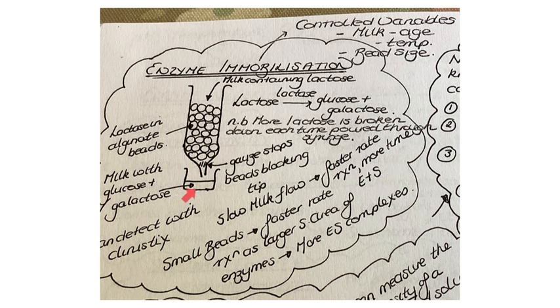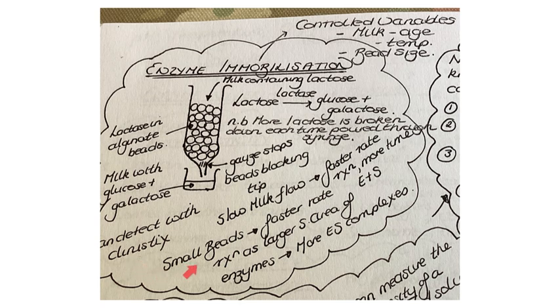So if glucose and galactose have been produced, you can check that out with Clinistix. And remember, Clinistix tests for just glucose and it is pink. And then the more glucose is present, the deeper the colour of purple is produced.